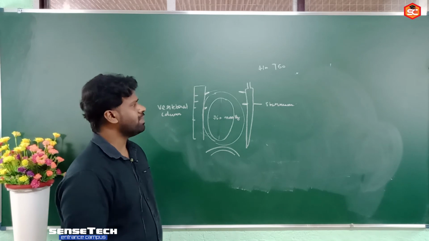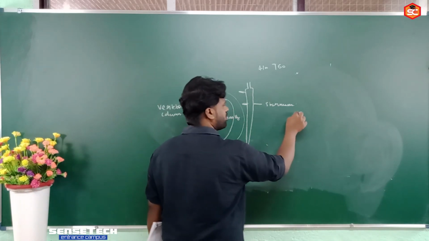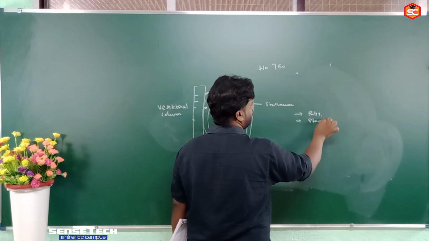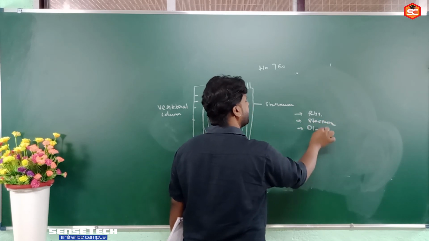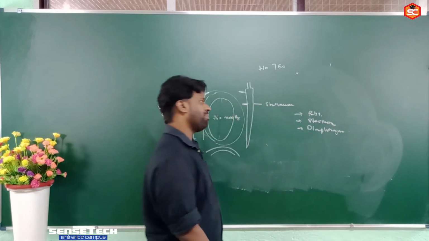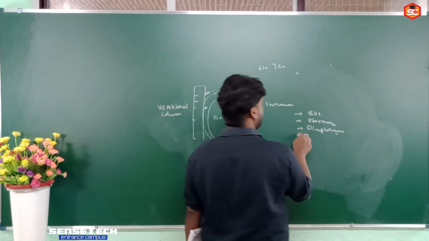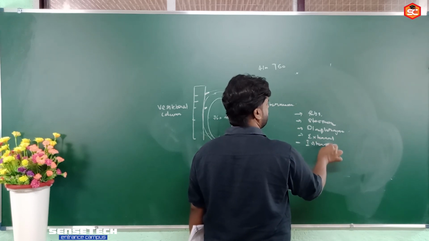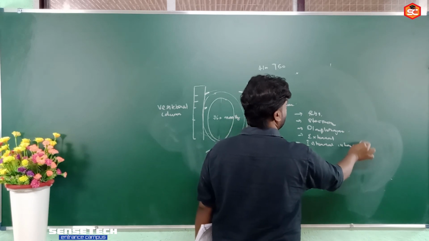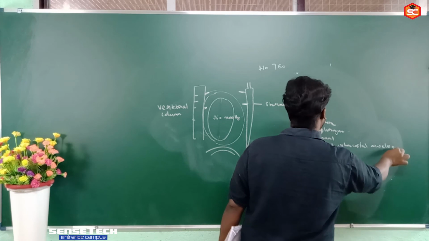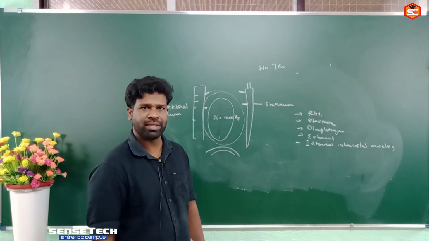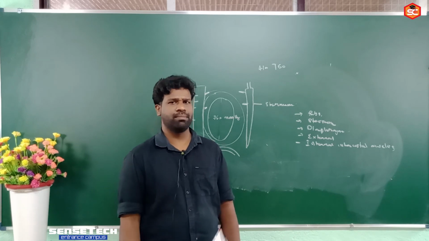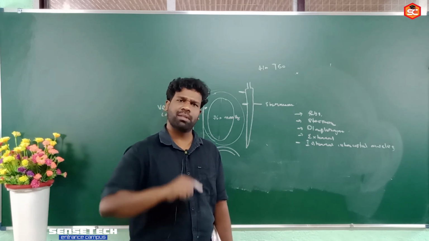At this stage, we have different structures involved in breathing. Ribs, sternum and the diaphragm are involved in breathing. The diaphragm is a muscle involved in breathing. Then there are two types of muscle, external and internal intercostal muscles, which are also involved in breathing. During inspiration, the external intercostal muscles contract, and simultaneously the diaphragm also contracts.